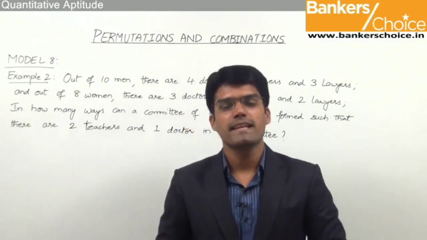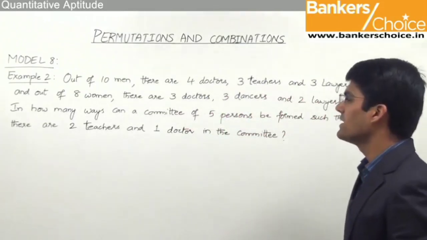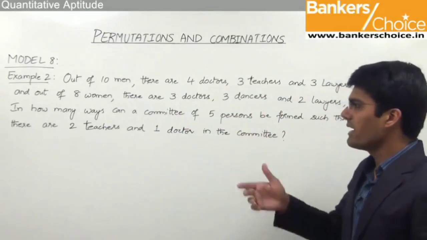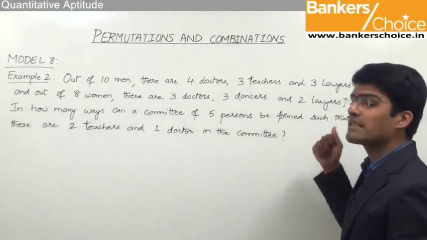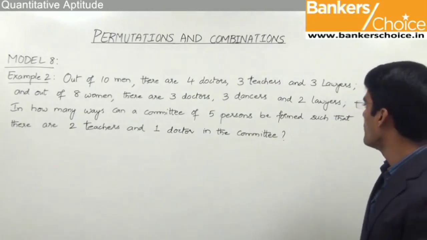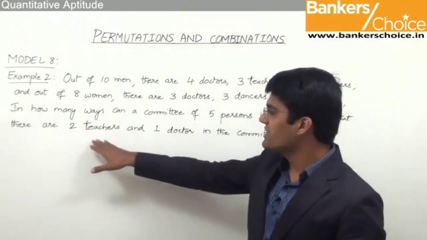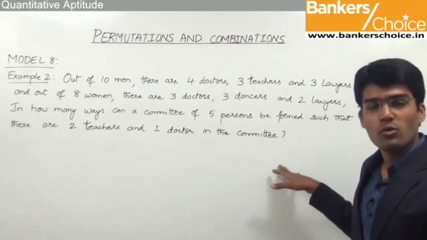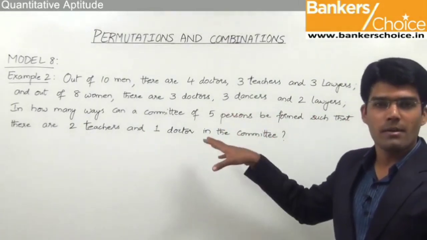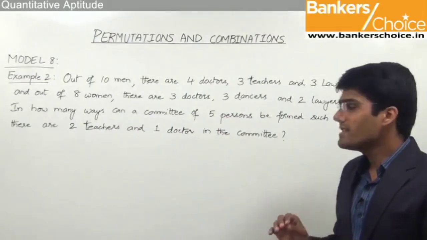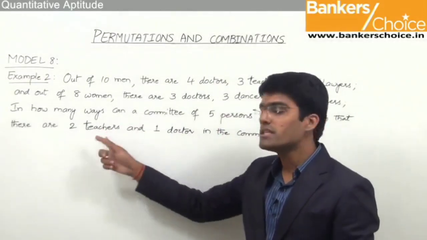Let us now take the second example from model 8. The question here is, out of 10 men there are 4 doctors, 3 teachers and 3 lawyers, and 8 women there are 3 doctors, 3 dancers and 2 lawyers. So in how many ways can a committee of 5 persons be formed such that there are 2 teachers and 1 doctor in the committee? So this time the question says, out of the 5 members of the committee there should be 2 teachers and 1 doctor.